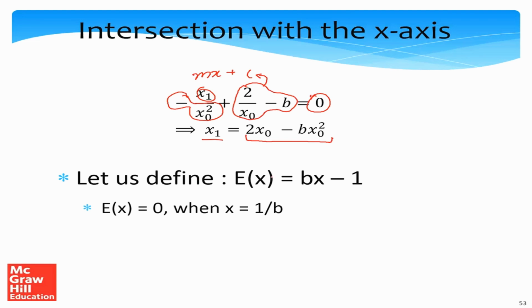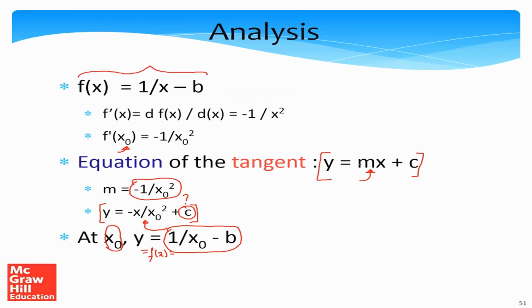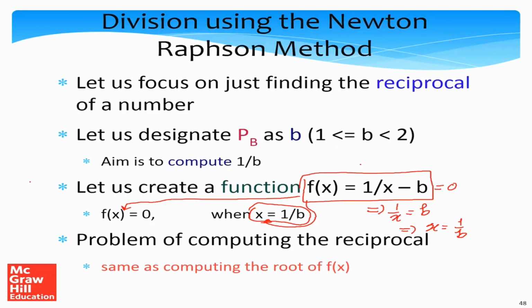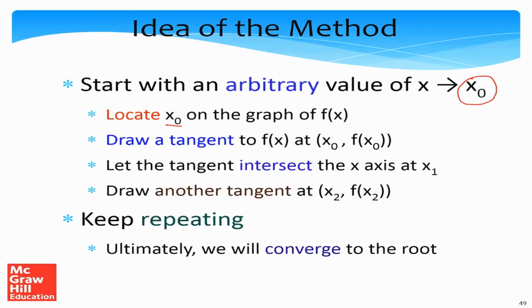So let us now define one more function called an error function. Recall that we have defined two functions arbitrarily; we have guessed, and we hope that it will help us. One such function that we had defined is f(x), which is 1/x - b. The insight here was that at the root of the function, when f(x) is 0, we will have x as 1/b, which is what we want to compute.